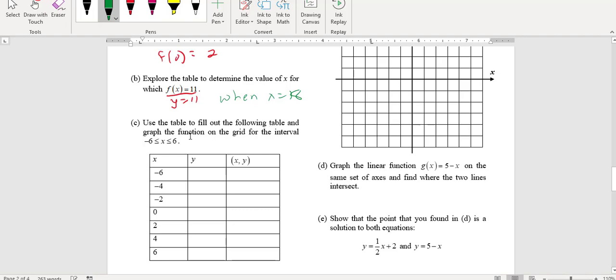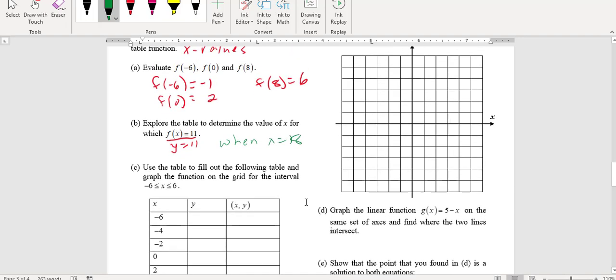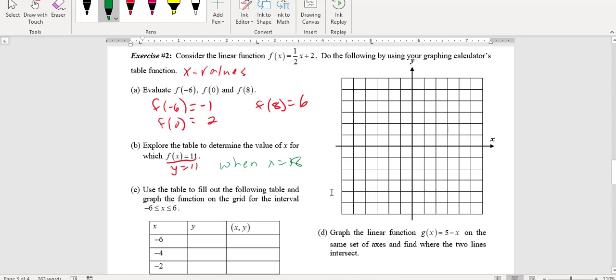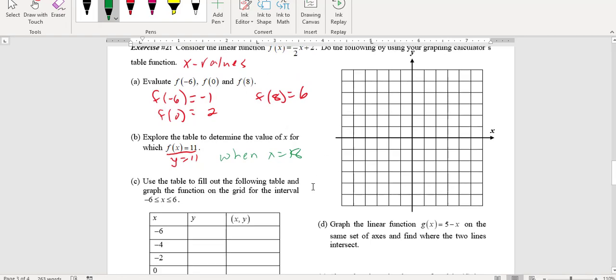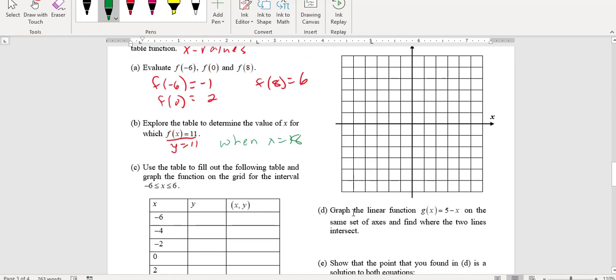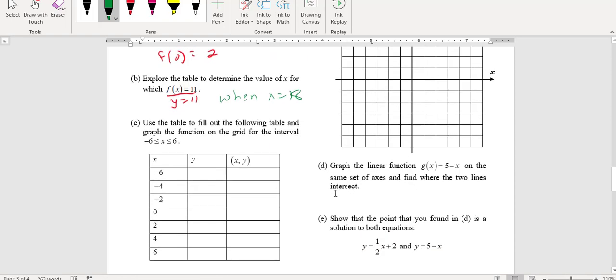Again, we see this idea of interval notation of -6 to 6. Your x values just go from -6 to 6. So you could get your y values, plot those points. If you're not using this worksheet yourself, you could just sketch it. And then here's another line that they want us to graph. Those two lines should intersect, and you can find where those points intersect.